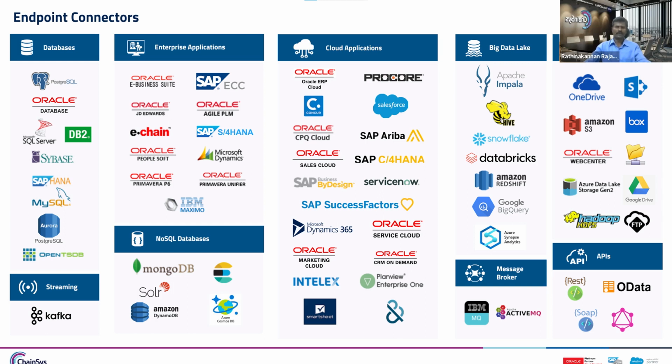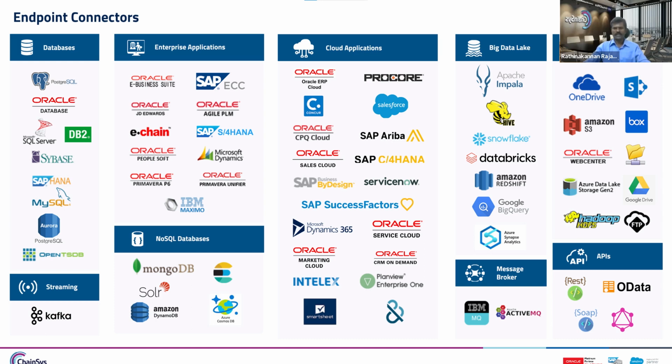We have a variety of cloud application support as well. And on the big data lake space: Hive, Impala, Snowflake, Databricks, Redshift, Google BigQuery, Azure Synapse, and on the message broker side, IBM MQ and ActiveMQ. And in the enterprise storage systems, we have covered pretty much all the major systems like OneDrive, SharePoint, Box.com, and Google Drive.